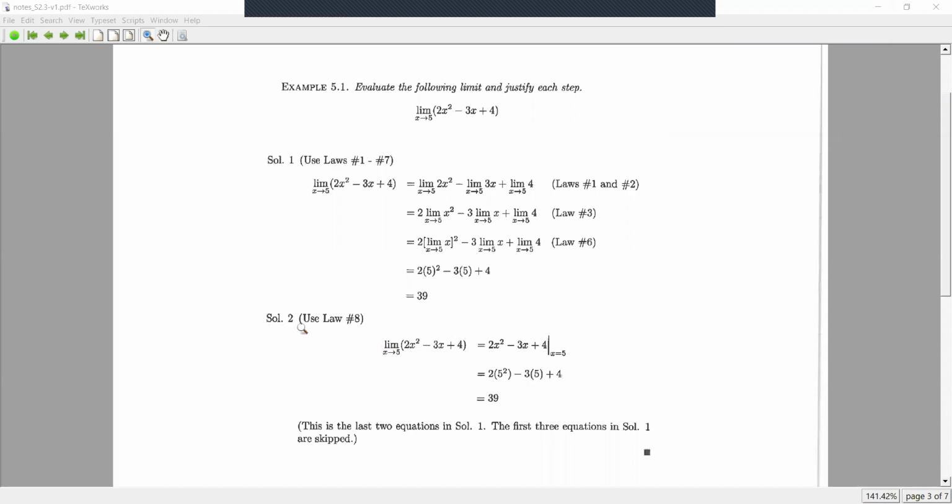Compare these two solutions, we can see that direct substitution allows us to skip these 3 steps in solution 1 and directly arrive at the last 2 equations. So direct substitution saves us a lot of time and a lot of details. Here, there is one notation. Let me explain this notation. This notation means evaluate this function at 5 or plug in 5 in x.